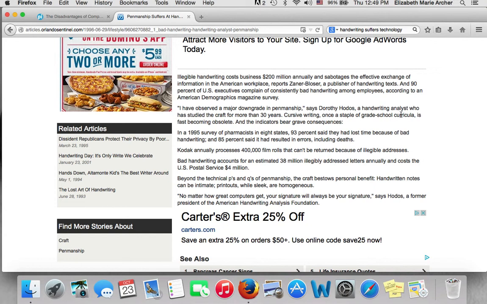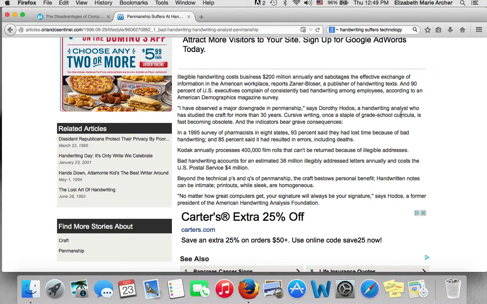85% said it resulted in errors, including deaths. Alright, that's pretty serious. I mean, I guess that is something, but are they sure that technology is to blame for this? Because that's a 1995 survey. I find it hard to believe that those doctors had grown up using computers so much that their penmanship suffered. You know, I'm not entirely sure that one leads to the other in this case.